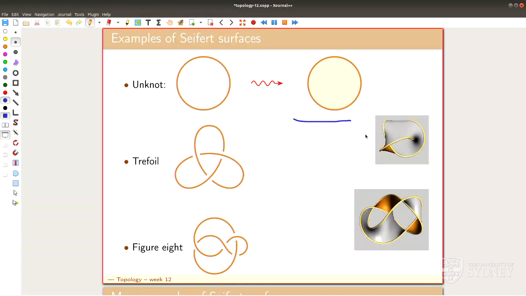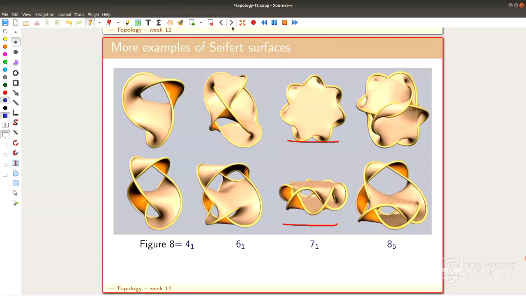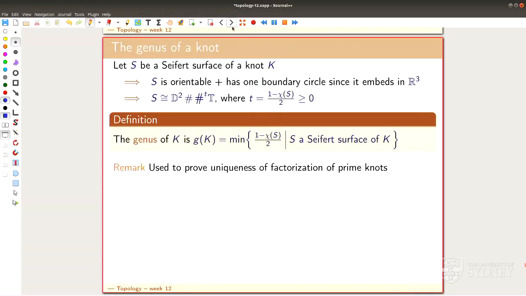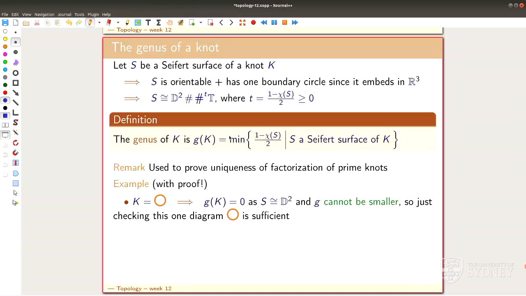So the genus is 0. Very good. And there might be 1 million different Seifert surfaces depending on the diagram. But since the genus is already 0, and we take the minimum over all of them, and it can't get lower than 0, and we already found something of genus 0, the genus of the unknot is 0. Which in this case means just checking one diagram is sufficient because you already end up with a minimal possible number anyway.